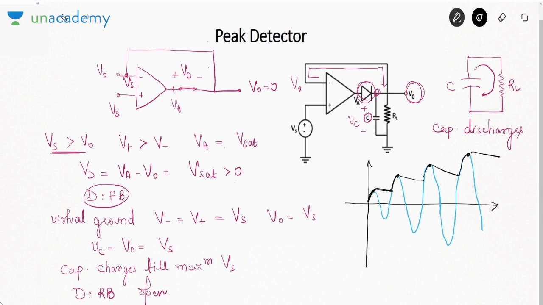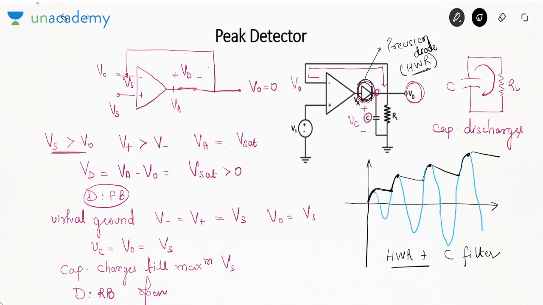Also you can understand it like this. This diode in the feedback path, whenever diode is in the feedback path, it works like a precision diode, and a single diode acts as a half wave rectifier. This we studied in the diode circuits. If you want to implement a half wave rectifier, just use a single diode. So it is nothing but a half wave rectifier plus C filter. So peak detector is nothing but a half wave rectifier with a capacitive filter. So always capacitor will charge to the maximum value, then it will discharge slightly and again charge to the maximum value of input voltage. That is the working of your peak detector circuit.